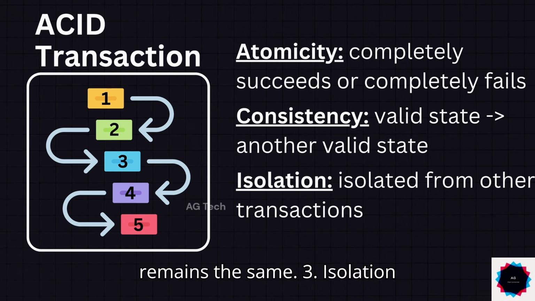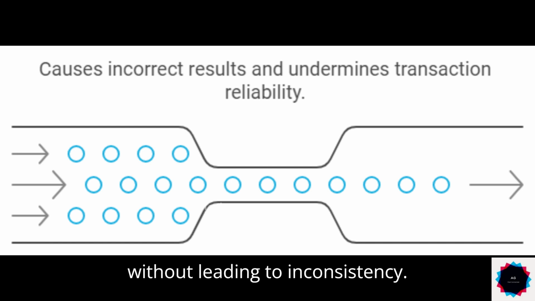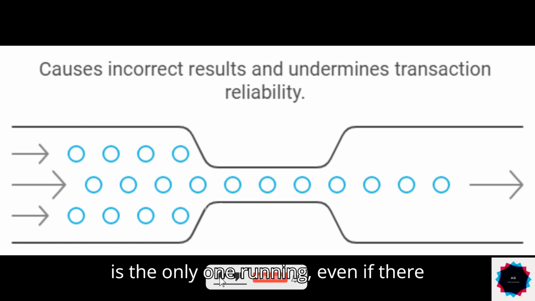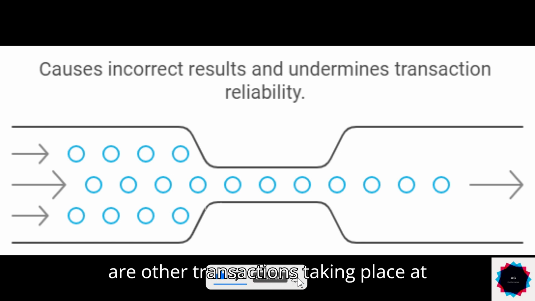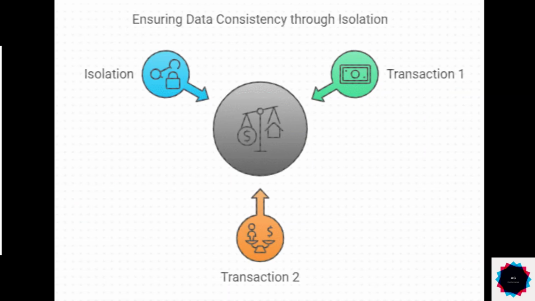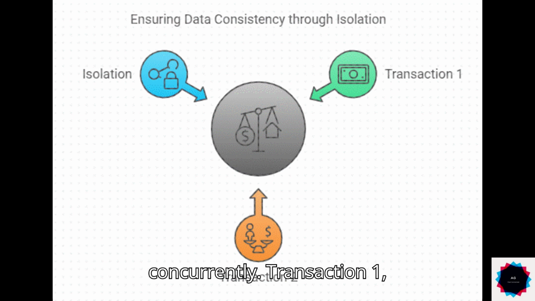3. Isolation. Isolation ensures that multiple transactions can occur concurrently without leading to inconsistency. Each transaction should execute as if it is the only one running, even if there are other transactions taking place at the same time. Example: suppose 2 transactions are running concurrently.